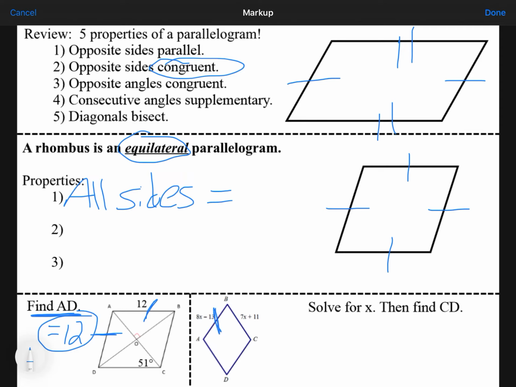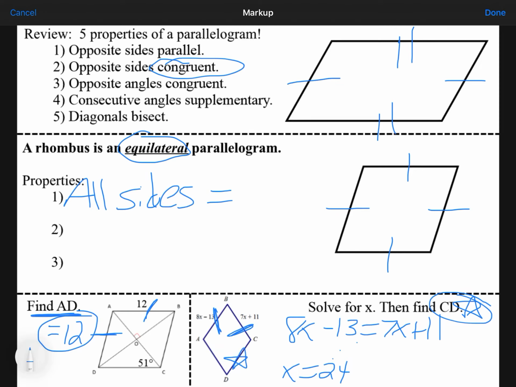If we have algebra on the missing sides, like here and here, you set those two things equal because all sides are equal. That's what equilateral means. If you solve this out, x is 24. Here it asks to find CD, so you're going to plug things back in. CD is this missing side here on the bottom right, but because it's equilateral, that side is equal to the sides on the left and the top and the bottom and everything. So it doesn't matter where you plug it back in. Wherever you plug 24 back in, you would get the same answer, in this case 179.